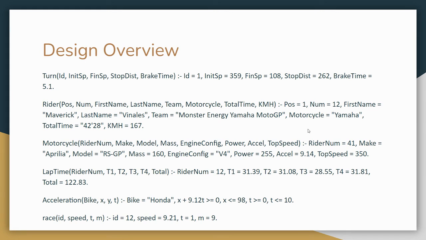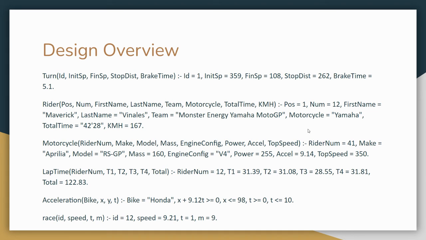For lap time, we have a rider number, T1, T2, T3, T4 in seconds. Like Davey said, these are officially recorded by MotoGP as certain intervals on the track. And then we have a total in seconds for how long a rider took to complete a lap.